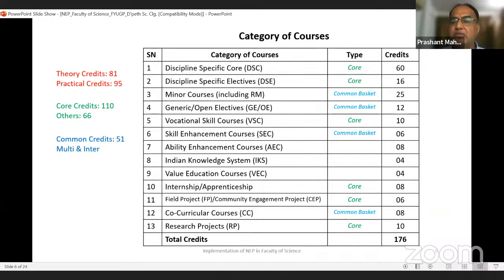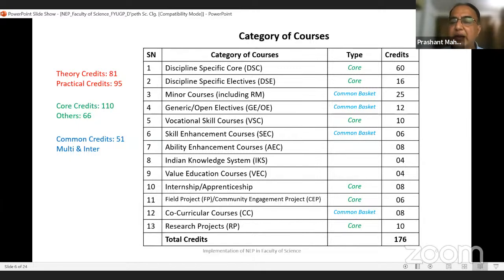Generic and open elective, 12 credits. Vocational skill courses, 10 credits. Skill enhancement, 6 credits. Ability enhancement, 8 credits. And the rest of the things you can see. I will only read the name: IKS, value education courses, internship, apprenticeship, field project, CEP, co-curricular courses, and research project.